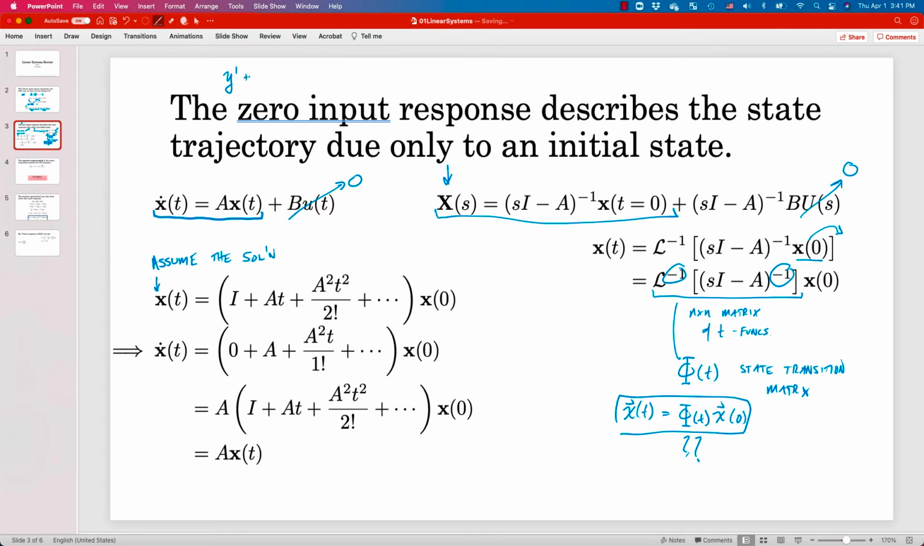If I have y prime of t plus a times y of t equals 0, then the solution to this will always take the form of the homogeneous solution, which is e to the minus at. And because this is an exponential, it follows the Taylor series expansion. The Taylor series expansion for an exponential is 1 plus minus at plus minus at squared over 2 factorial, etc. And so we're taking inspiration from that, and we're saying, can we write the solution of this system of diffie q's in a similar format? So, think Taylor series.